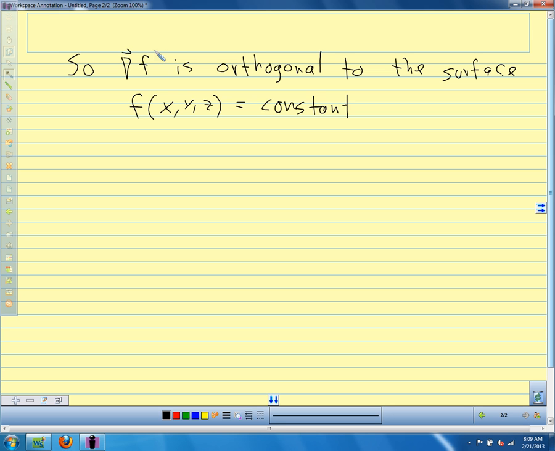So del f for a surface given by f of x, y, z equals a constant gives us a normal vector. If we have f of x, y equals a constant, del f gives us the normal vector to the level curves. If we have a surface given by f of x, y, z equals a constant, del f gives us an orthogonal vector to the surface.